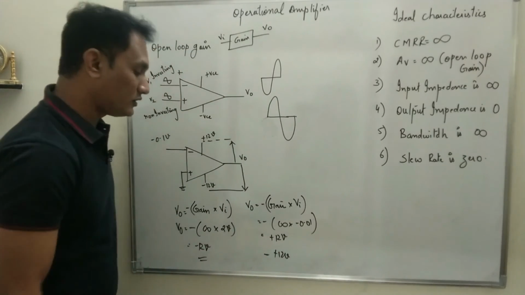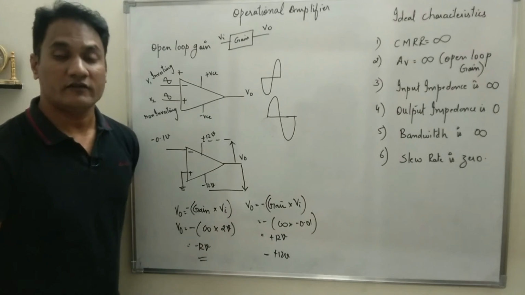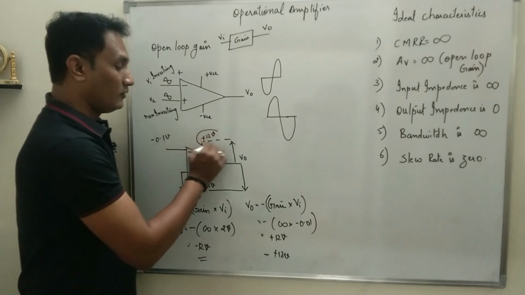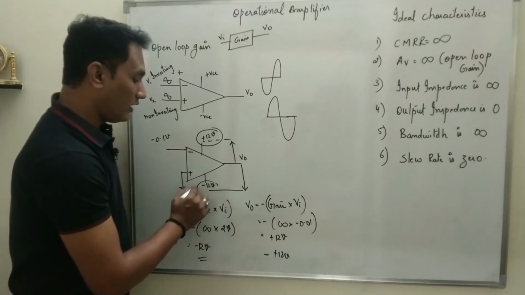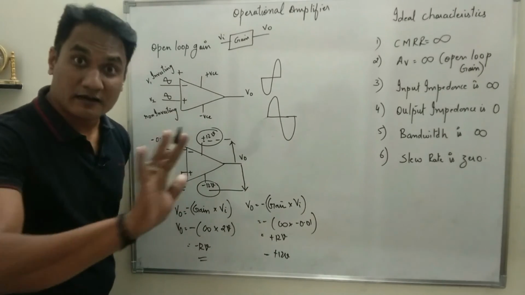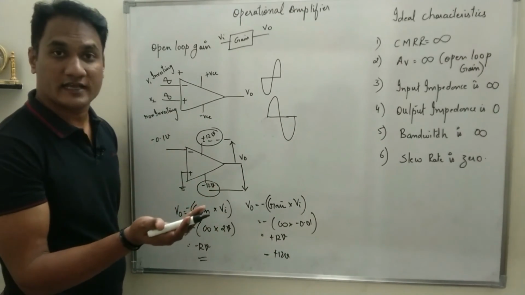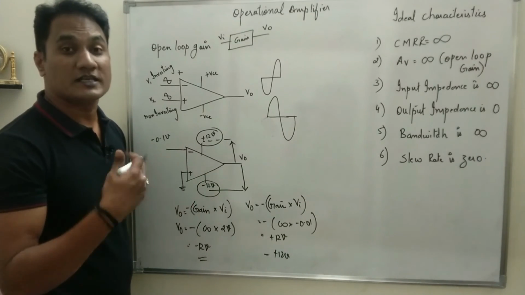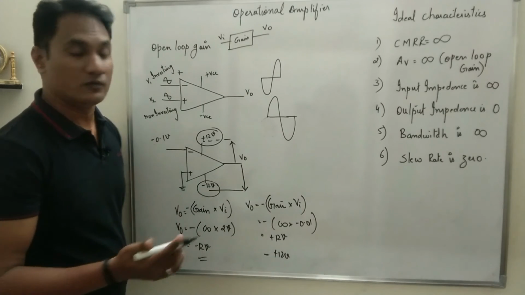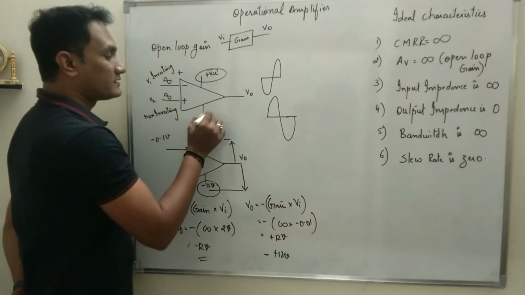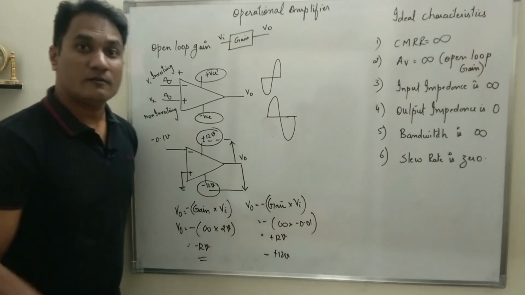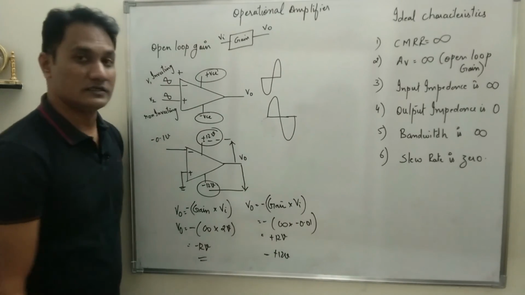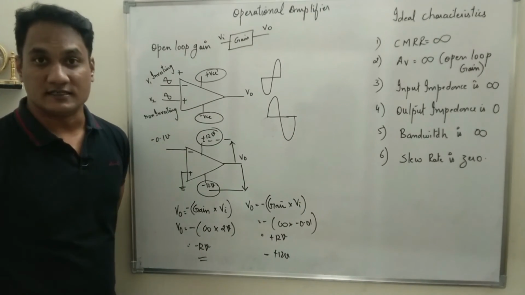So what you have understood by this example is, the output is either plus 12 volt or minus 12 volt. In generalized term, because the supply voltage can be plus minus 15 volt, plus minus 18 volt, plus minus 10 volt, plus minus 20 volt. So in generalized term, the output will be either positive saturation, that is plus VCC, or negative saturation, minus VCC.